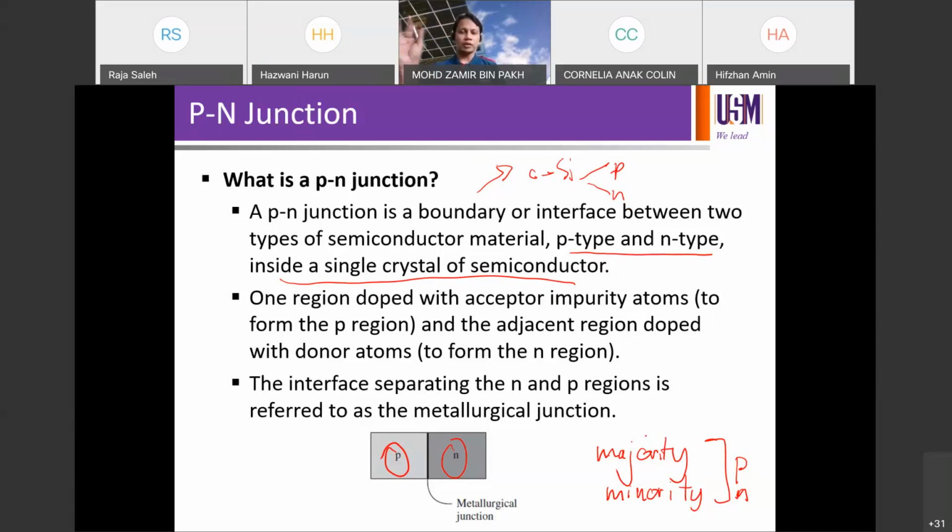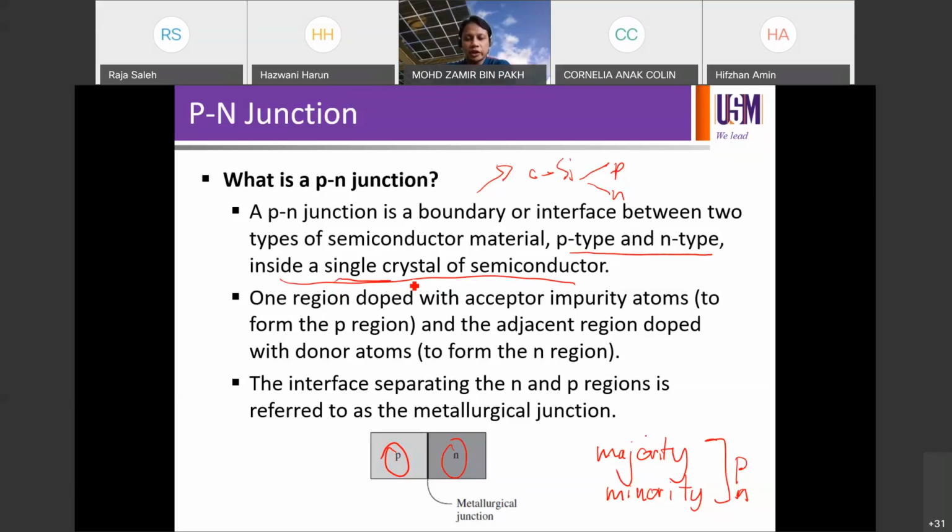But later on, when we learn about other types of junction, we're going to look into combining, say, P-type crystalline silicon with N-type zinc oxide, or P-type cadmium telluride with N-type zinc oxide, for example. So in that case, we're going to form a different type of junction.